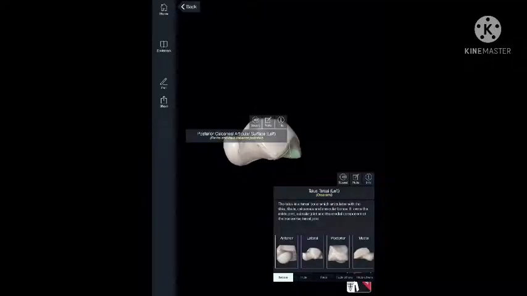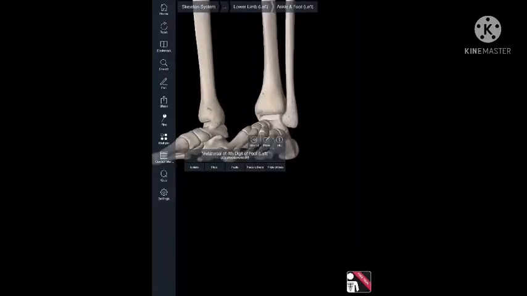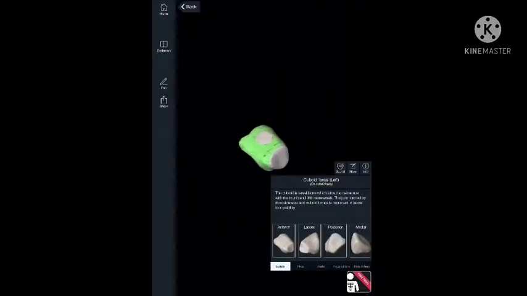While on the lateral surface of the foot, we can see the cuboid. Here is our cuboid. It lies between the calcaneus and the 4th and 5th metatarsals.